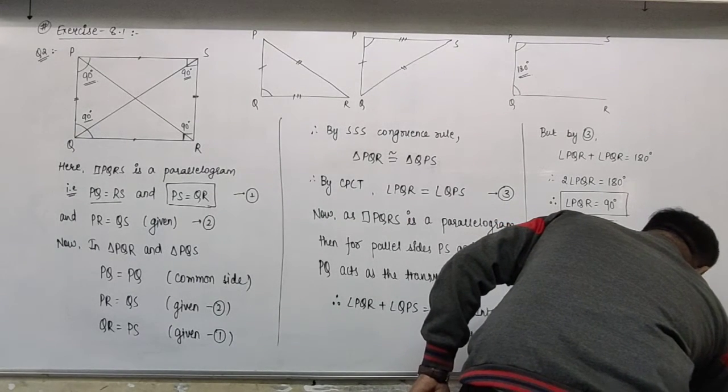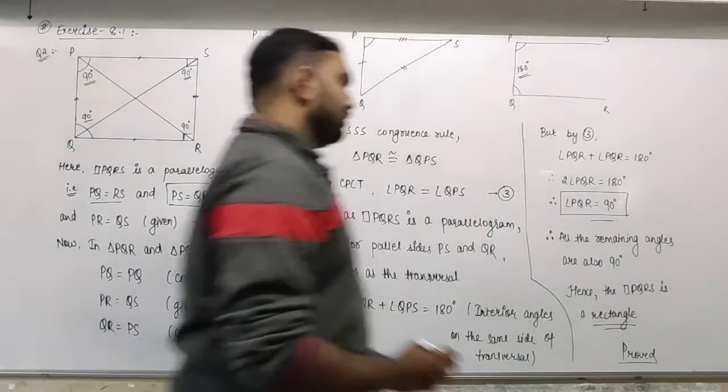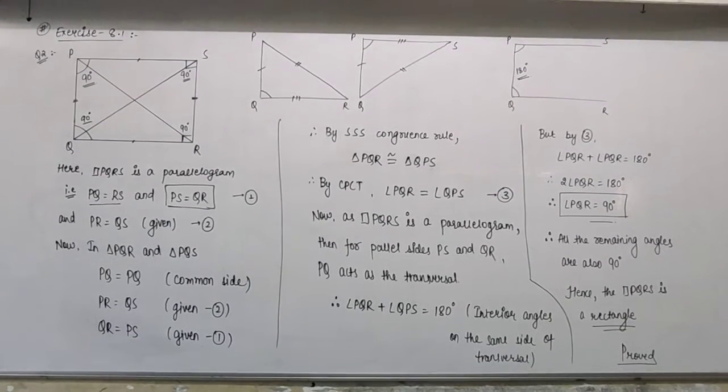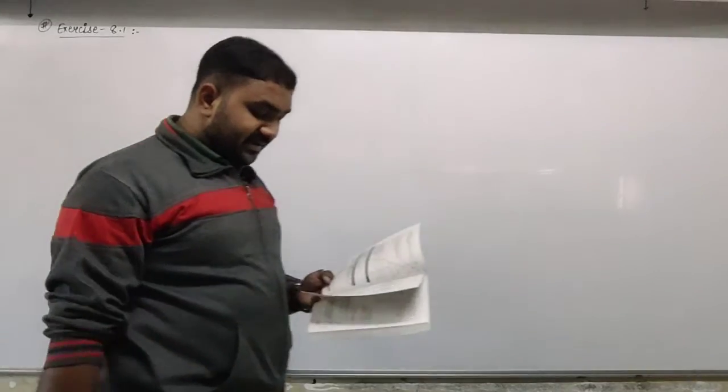Hence it is a rectangle. Prove. So that is how you will be proving the sum. Moving on to the third one. The third question is that show that if diagonals of a quadrilateral bisect each other at right angles, then it is a rhombus.